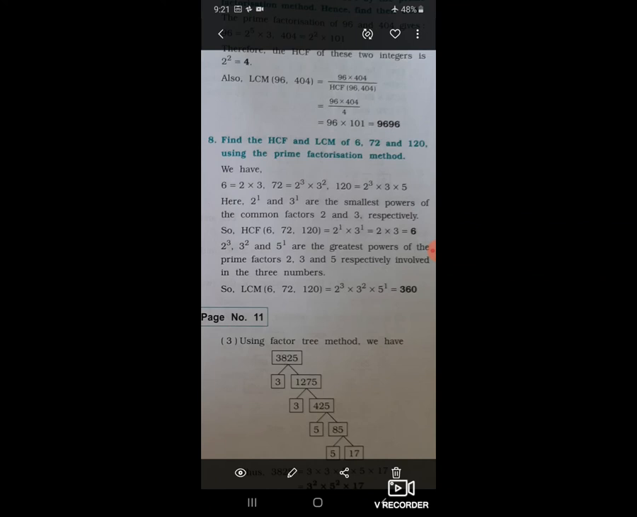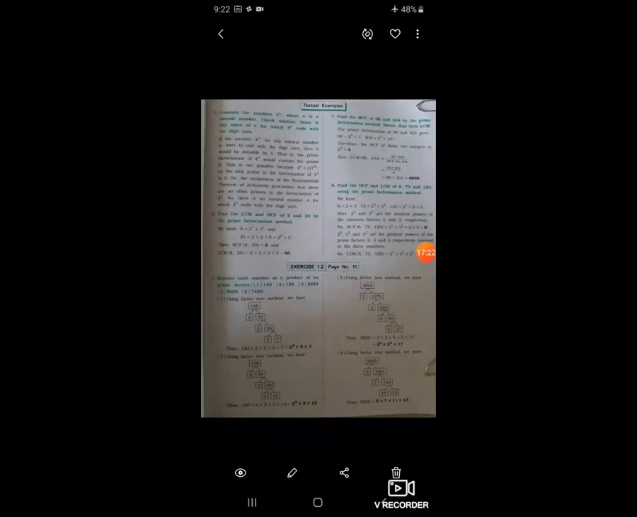Second, 2 raised to power 3, 3 raised to power 2 and 5 raised to power 1 are the greatest power of the prime factors 2, 3 and 5 respectively involved in the 3 numbers. So LCM of 3 positive integers 6, 72 and 120 is equal to 2 raised to 3, 3 raised to 2 and 5 raised to 1, equal to 360.